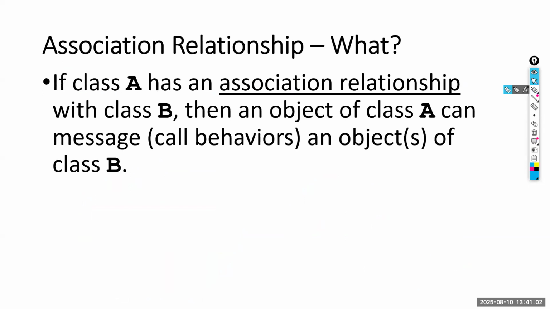That is how you design object-oriented software. So if class A has an association with class B, then an object of class A can message an object of class B. In other words, an object of class A can get the help or service of an object of class B. But if you don't have association, then the objects don't have that capability.